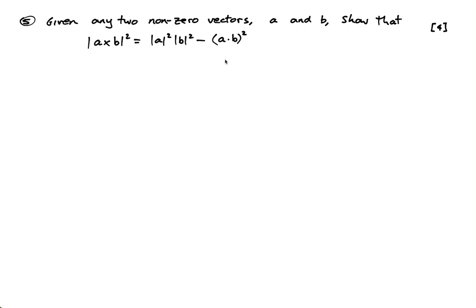Okay, question 5. It says, given any two non-zero vectors a and b, show that |a cross b| squared is equal to |a| squared times |b| squared minus (a dot b) squared. Okay, well, the formula for a cross b is, so I'm going to say a cross b is equal to, let me get up the formula book to show you where it is.